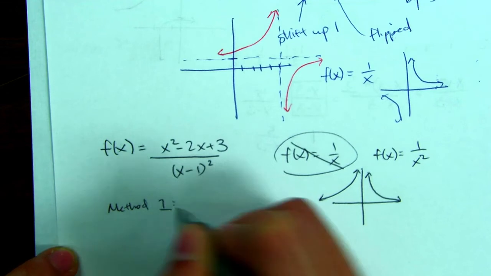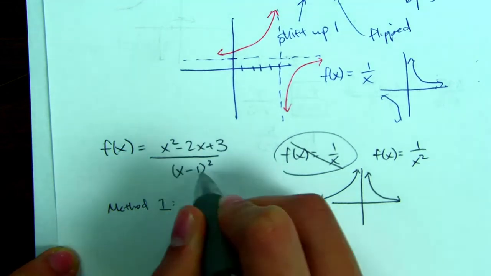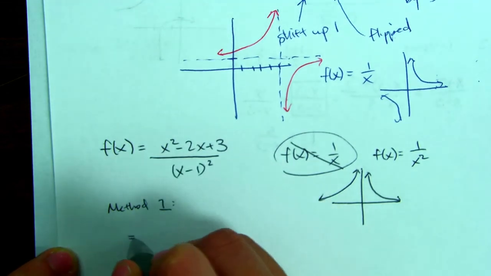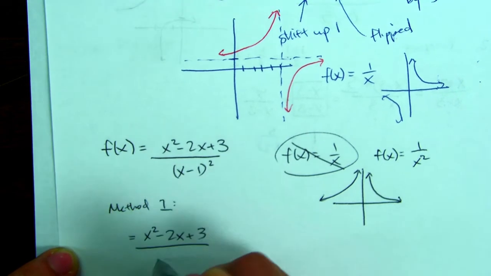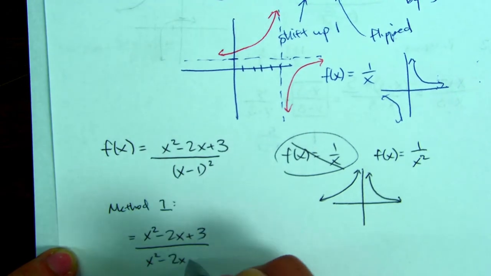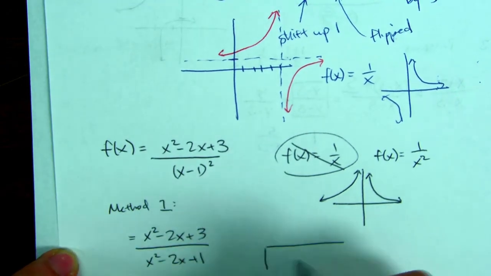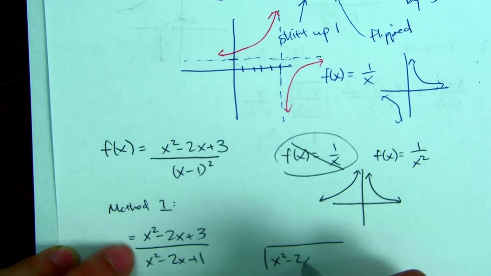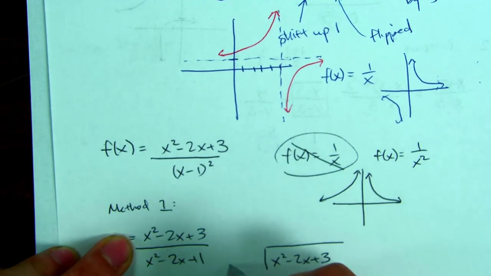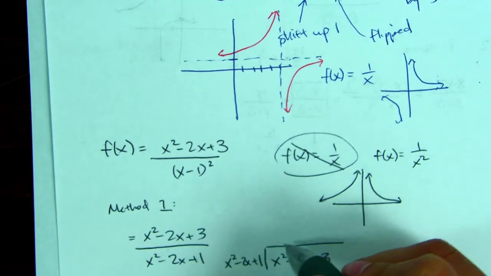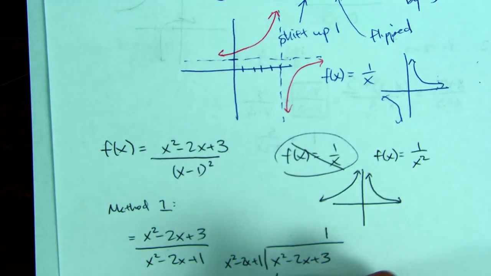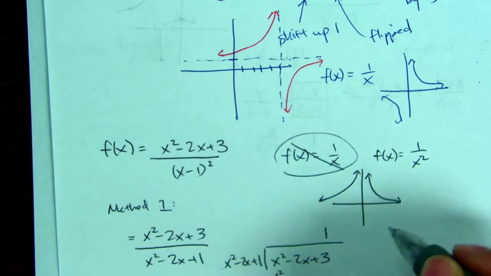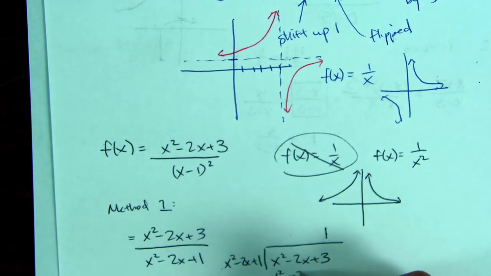I'm going to go ahead and just multiply this out. So the function is x squared minus 2x plus 3 divided by x squared minus 2x plus 1. So I need to do long division, so x squared minus 2x plus 3 in the numerator, and in the denominator, x squared minus 2x plus 1. 1 multiplied by x squared is equal to x squared, and that's just 1. So go ahead and multiply that as 1 times x squared, 1 times negative 2x, 1 times 1.